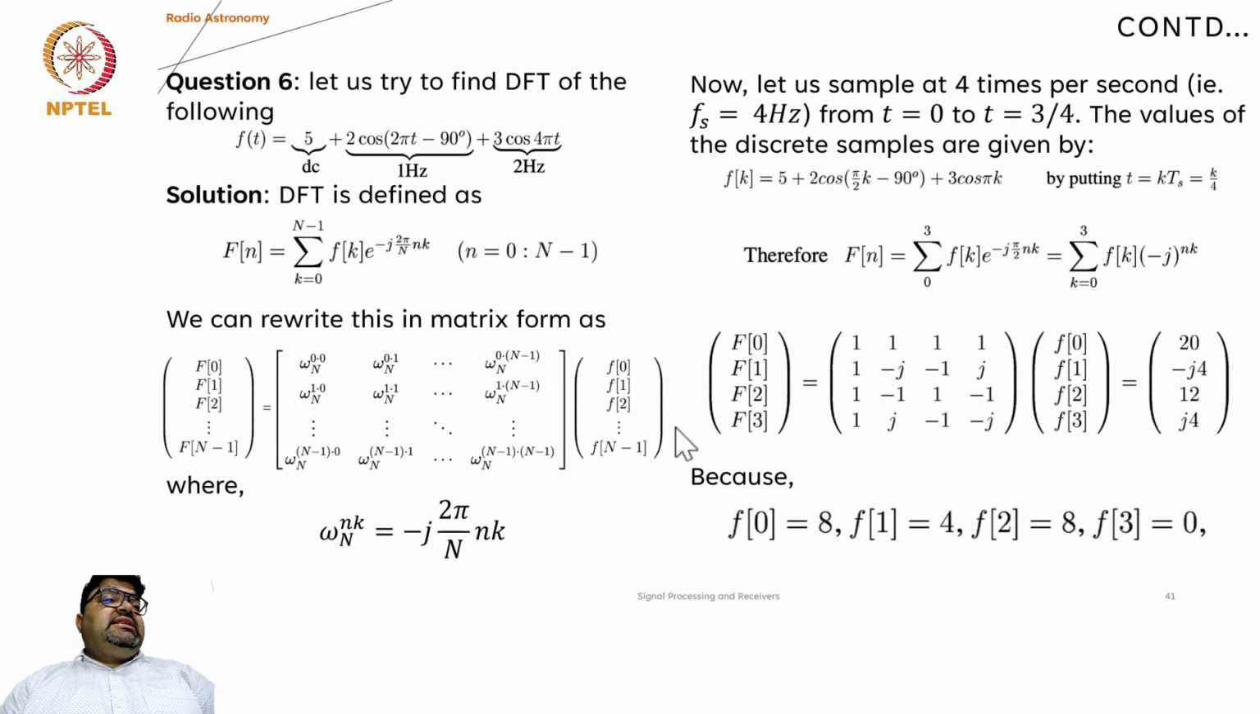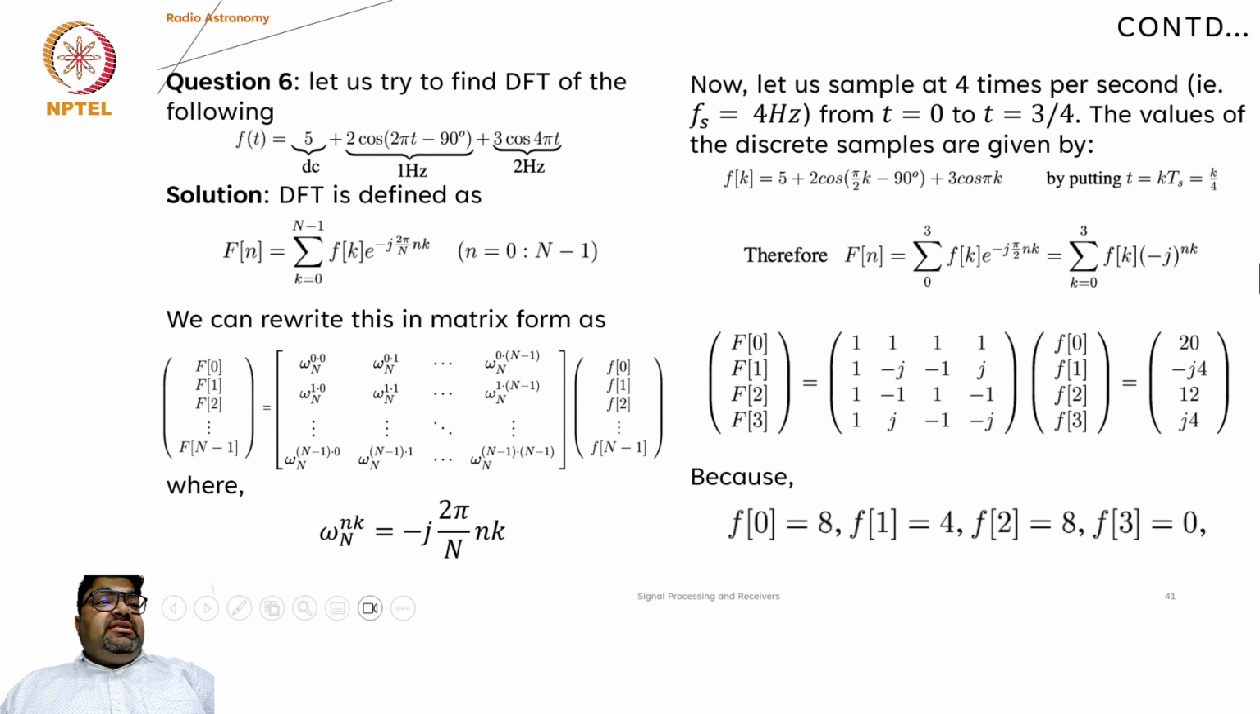Question number 6. Let us try to find the discrete Fourier transform of the following. f of t is given by 5 plus 2 cosine(2 pi t minus 90 degrees) plus 3 cosine 4 pi t. Okay, so if you do that, the DFT is defined by this expression: F of n is the summation of small f of k e to the power minus j 2 pi over N, small n times k.